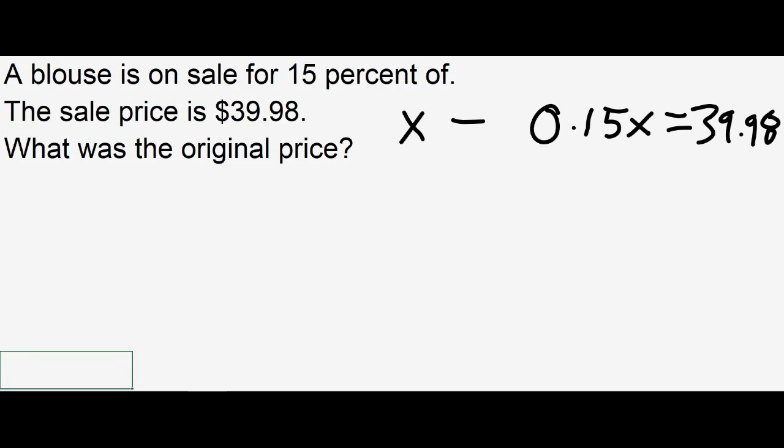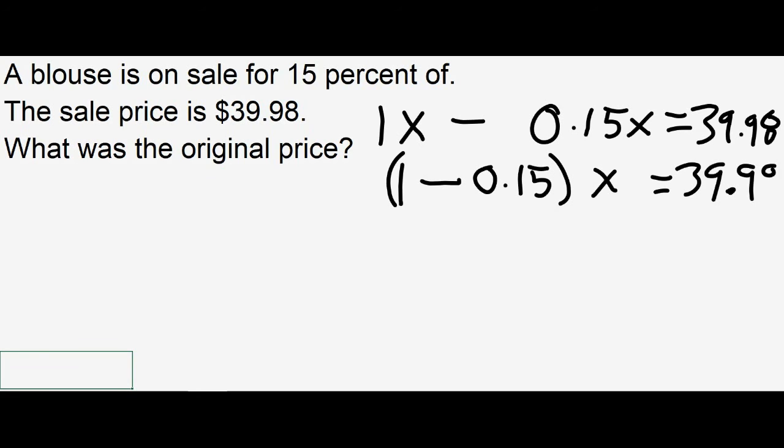There are a lot of different ways to think about this. I like to think about this as 1 times x. And now we're combining like terms, or you can think of it as using the distributive property. Combining like terms, we're really using the distributive property. I'm going to say this is the same as 1 minus 0.15 times x.